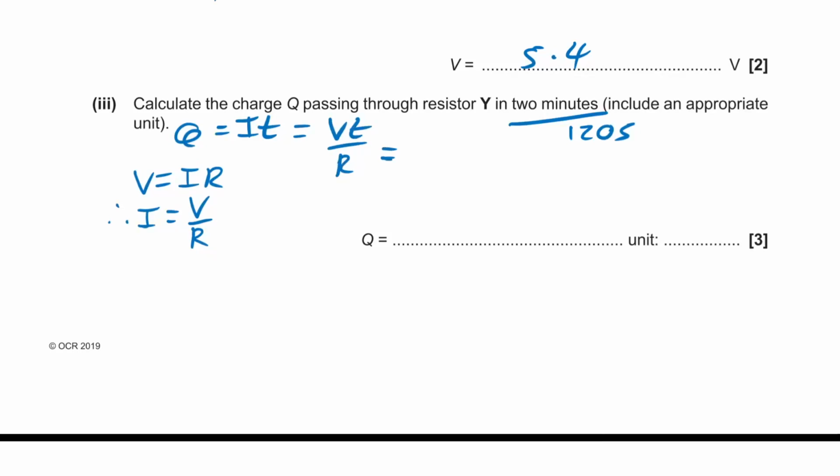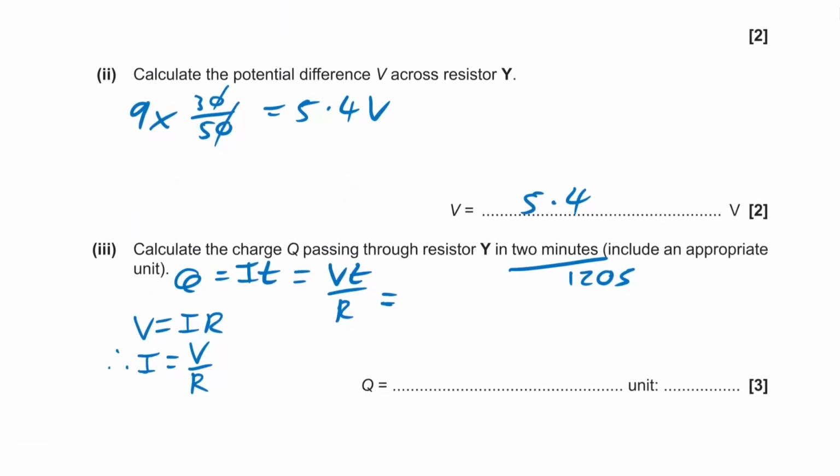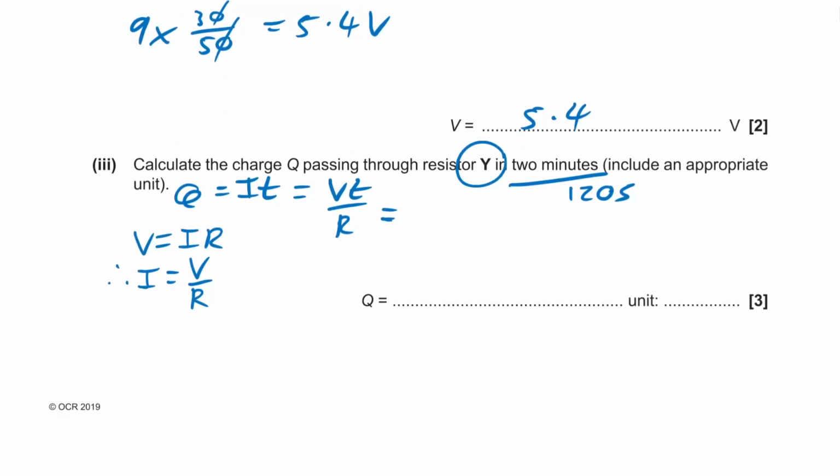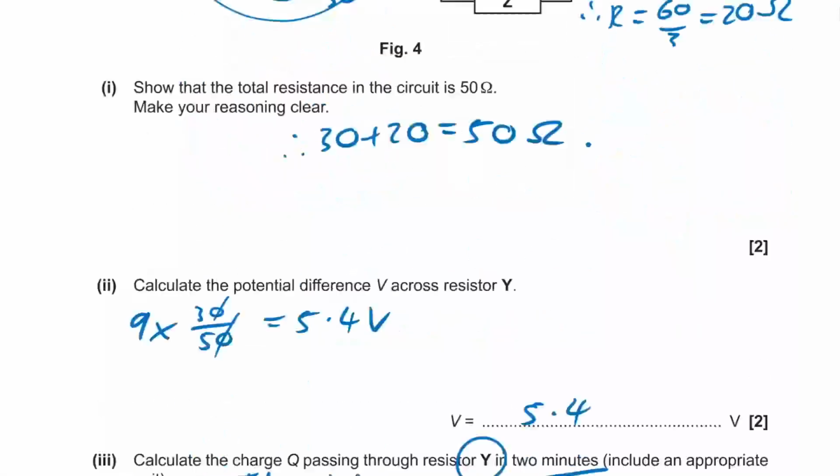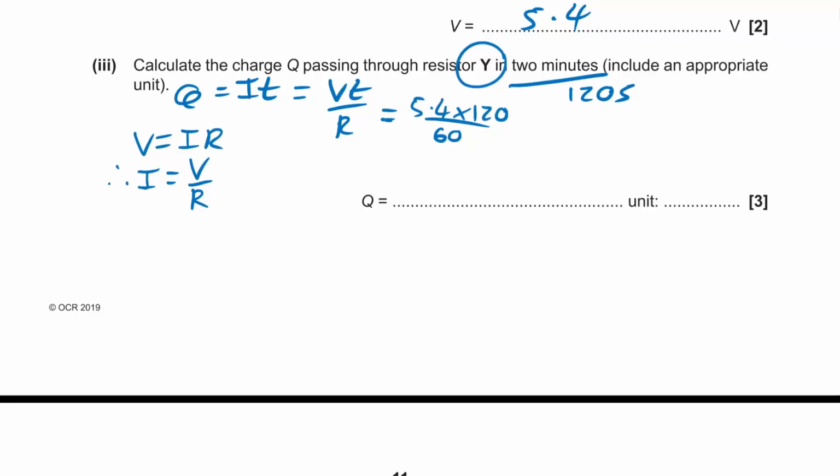But we do need to be careful. What voltage and what resistance are we talking about? Well, we are talking about resistor Y, so that's what we have to use. The PD across Y is 5.4, times 120 seconds, and the resistance is just that 60 ohms. I'm fairly sure that I can just say that's 5.4 times 2, and it gives me 10.8, or let's do it to 2 sig figs, so 11. And the unit, of course, is coulombs.